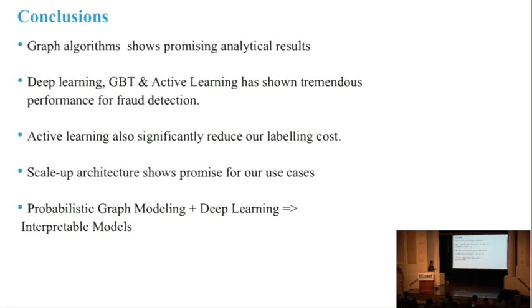The other key finding was scale-up infrastructure. We are moving towards more highly scaled-up systems rather than distributed Hadoop-based storage systems. The other thing we are exploring is probabilistic graph modeling. We also want models to be interpretable, which is the area of explainable AI that we are exploring, so that when you reject a transaction, the agent can look at it and see why the model thinks the score is high. So that's all.